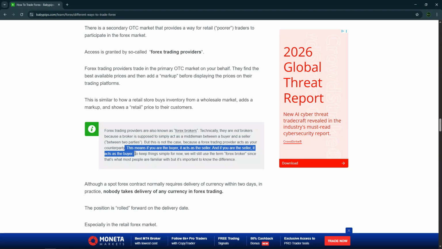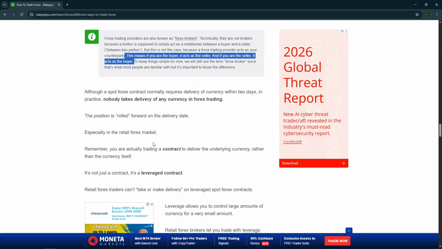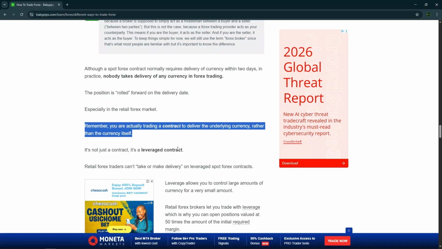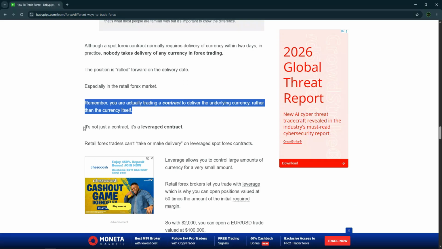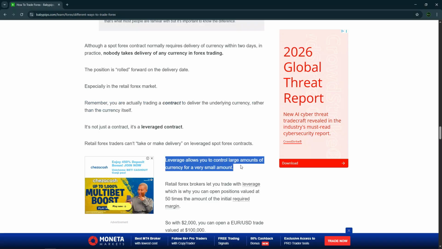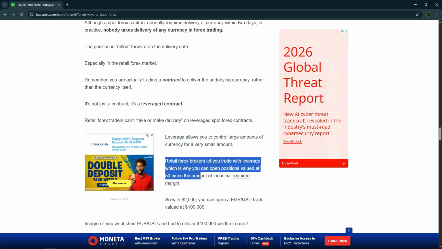Now, here is the key idea. You are not actually trading real currencies. You are trading a contract based on the price of a currency pair. So when you trade something like Euro USD, you are simply predicting whether the price will go up or down. These trades are also leveraged. Leverage allows you to control large positions with a small amount of money, and this means you can open bigger trades than the money you actually have in your account.